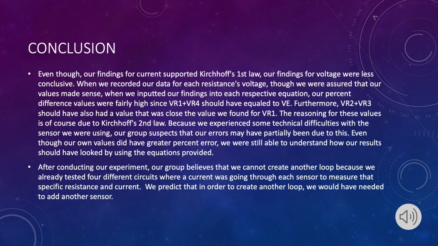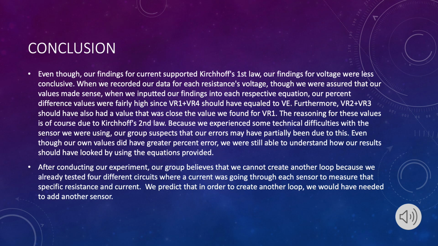Even though our findings for current supported Kirchhoff's first law, our findings for voltage were less conclusive. When we recorded our data for each resistance's voltage, though we were assured that our values made sense, when we inputted our findings into each respective equation, our percent difference values were fairly high, since VR1 plus VR4 should have equaled VE. Furthermore, VR2 plus VR3 should have also had a value that was close to the value we found for VR1. The reasoning for these values is of course due to Kirchhoff's second law. Because we experienced some technical difficulties with the sensor we were using, our group suspects that our errors may have partially been due to this.